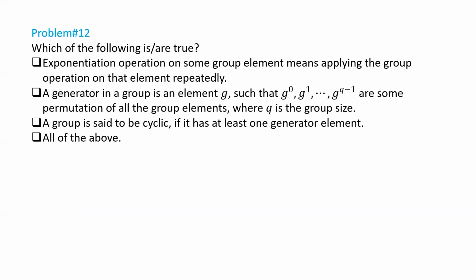Exponentiation operation on some group element means applying the group operation on that element repeatedly. A generator in a group is an element G such that G to the power 0, G to the power 1, till G to the power Q minus 1 are some permutation of all the group elements, where Q is the group size. A group is said to be cyclic if it has at least one generator element. And all of the above. Anyone would like to answer? This is a question about cyclic groups, right?